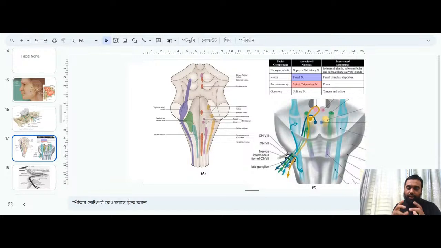So in the limb, we have an easy way to determine whether it is an upper motor or lower motor neuron lesion. We can make a stimulus to our foot.